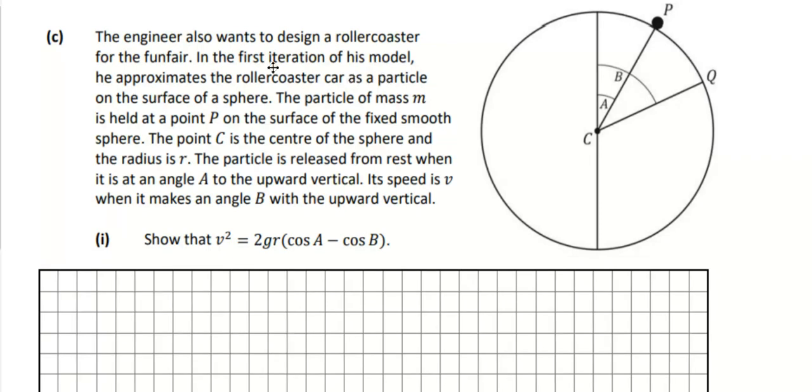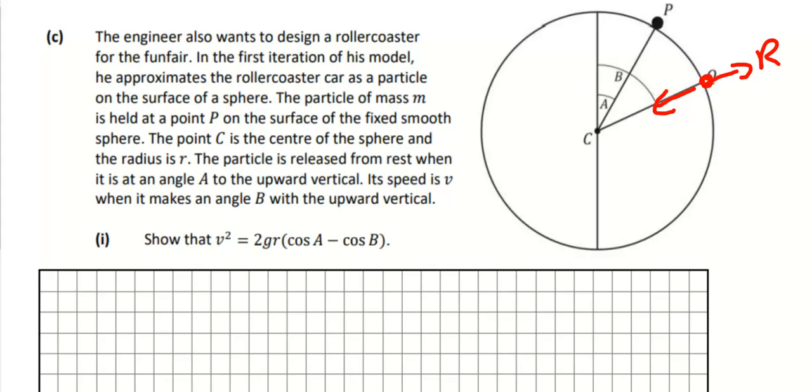He wants to design a roller coaster for the fun fair. In the first iteration of his model, he approximates the roller coaster as a particle on the surface of a sphere. So we're basically talking about an R value pushing outwards, aren't we? And it's going to be the weight pushing inwards that causes it to go around in a circle.